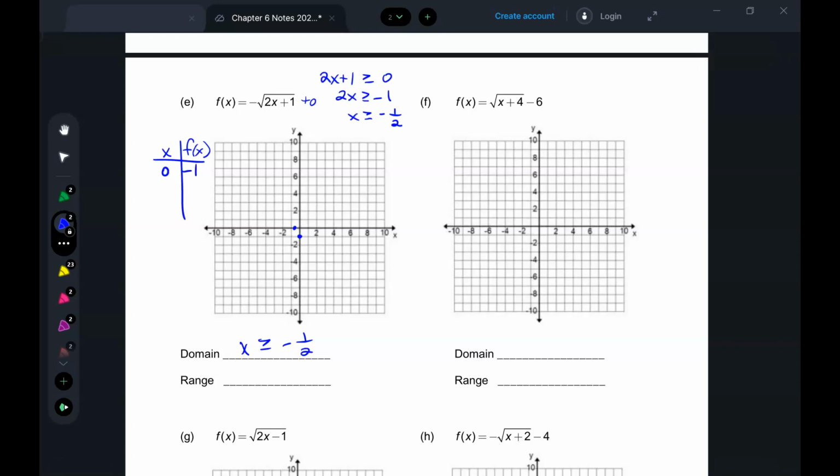Because it's negative square root of one. Can you think of another number? How about 4? You'll see why. I'm trying to figure out what numbers would give me a perfect square. So if I plug in 4, 2 times 4 gives us 8, plus 1 is 9, square root of 9, negative 3. So negative 3. Negative 1/2. It's 0.5.